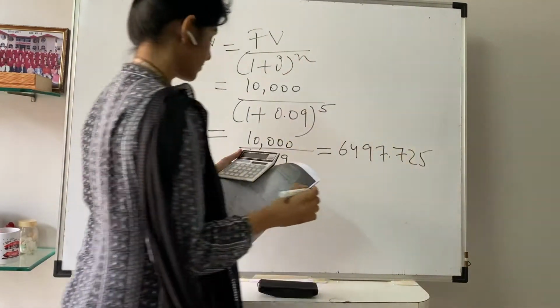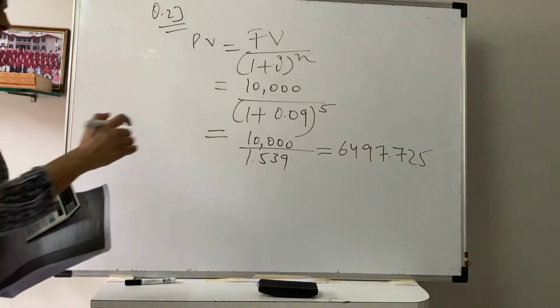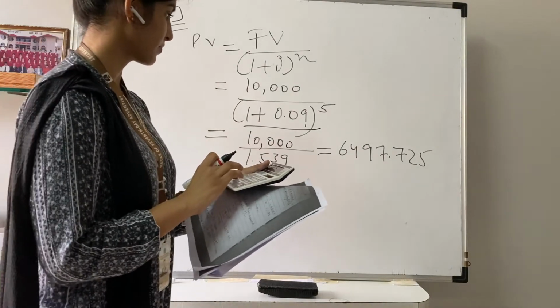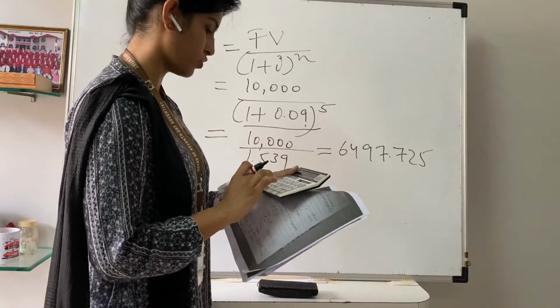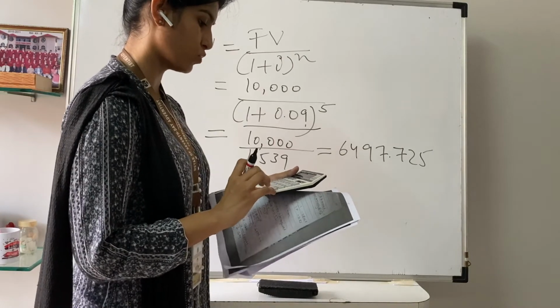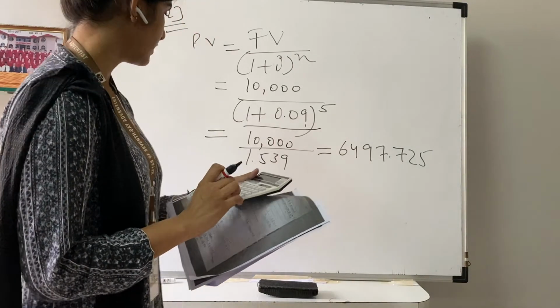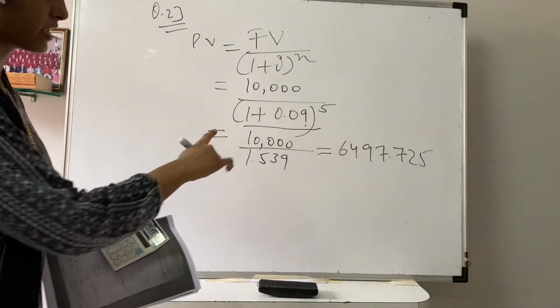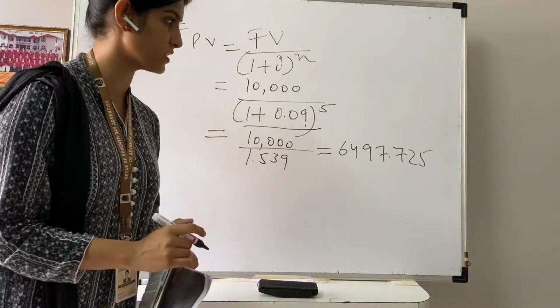6497.725. Near about. Let's try this figure with the calculator too. 1 plus 0.09 into 1. 1, 2, 3, 4, 5. There is the same value 1.538. Final answer is 6497.725.